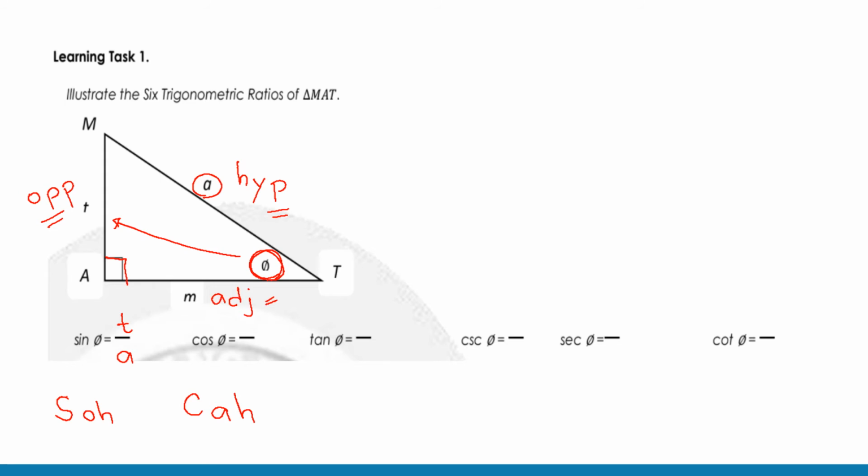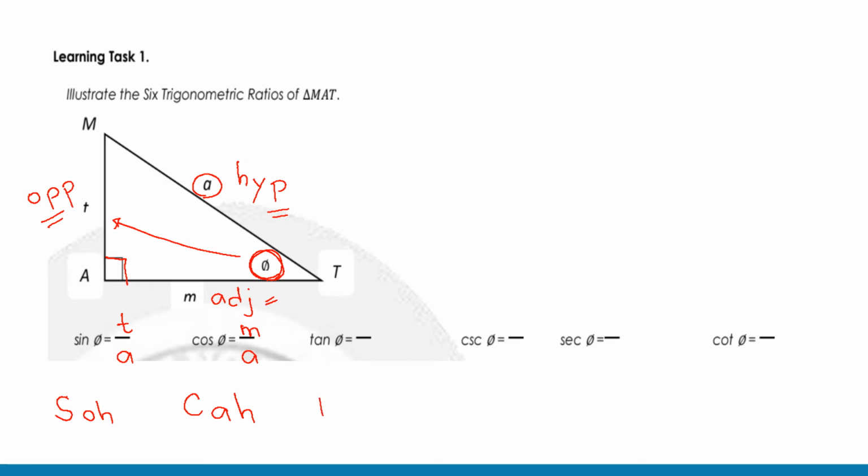C-A-H. And that is adjacent over the hypotenuse. So, lumalabas, ang adjacent natin ay M, and then ang hypotenuse natin ay A. Kaya naman, it is M over A.